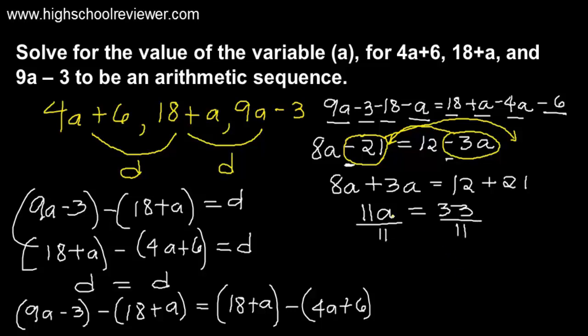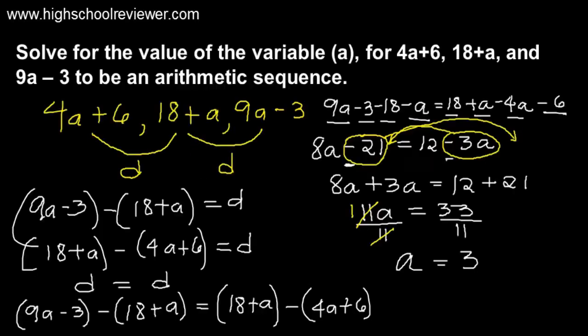Okay, so 11 divided by 11, that is equal to 1. So 1 multiplied by a, this is positive a. And 33 divided by 11 is positive 3. So our a here is equal to positive 3. Okay, so let's check. First term is 4a plus 6. We have here 4a plus 6. Our second term is 18 plus a. We have 18 plus a. Our next term is 9a minus 3.